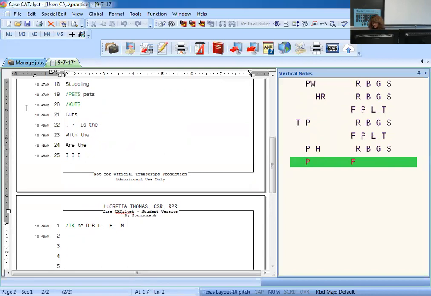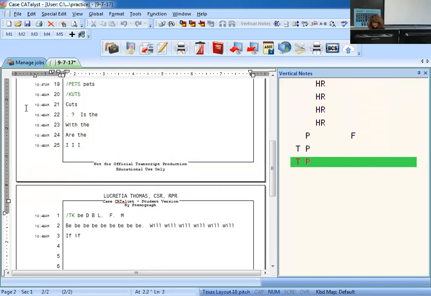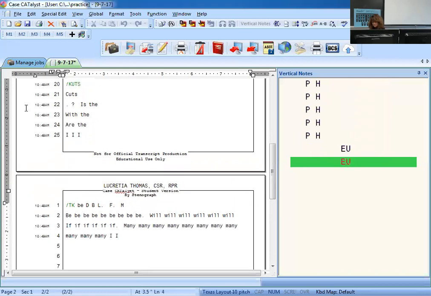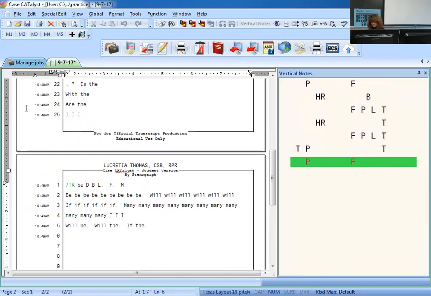Remember B by itself is the word be. Okay? B, the letter PW, is B, the word be. The L by itself is will. The F by itself is if. The M by itself is M for many. I is I. Will be has to be stroked together, HRB. Will the, HRT, together, you all. If the is FT, together.